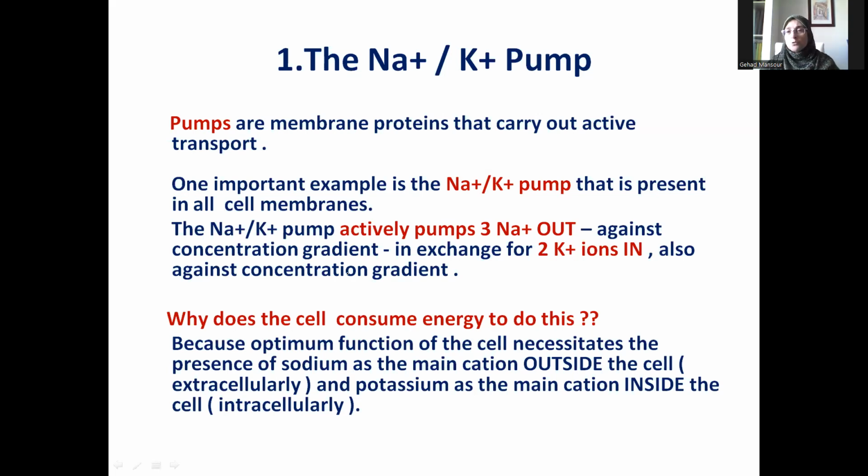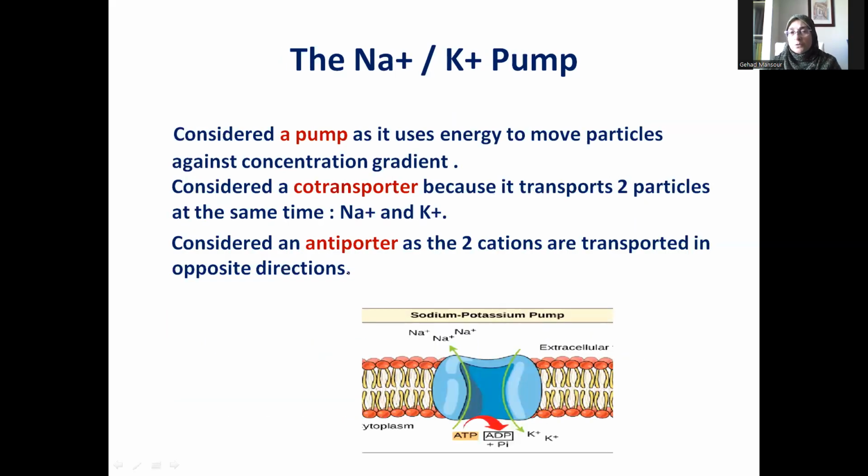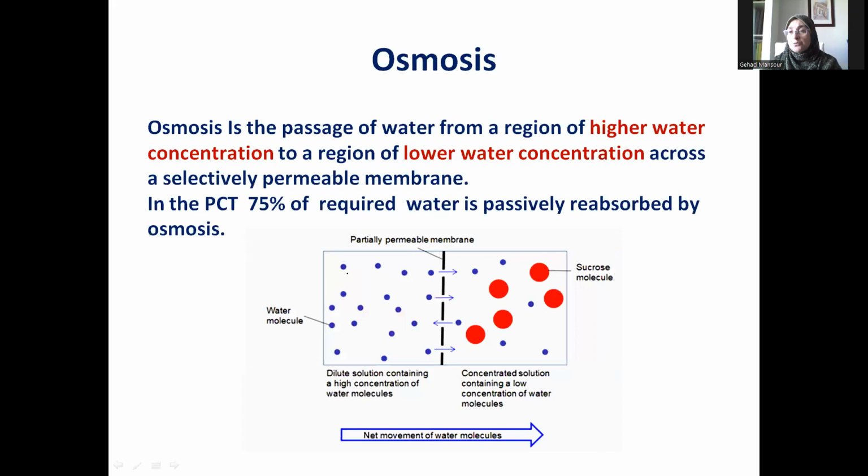And why do we want sodium to be extracellular and potassium to be intracellular? Because this ensures optimum functioning of the cells. Why is the sodium-potassium pump considered a co-transporter? Because it transports 2 ions at the same time. Why is it considered an anti-transporter? Because the direction of pumping of sodium is opposite to the direction of pumping of potassium.